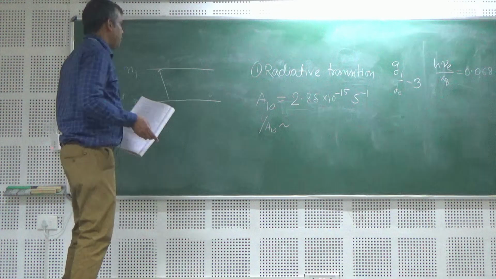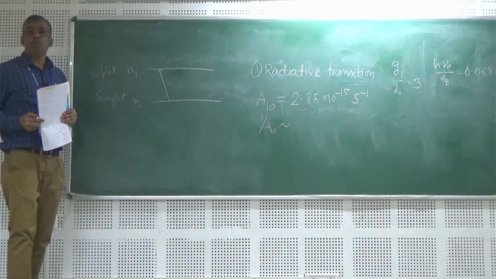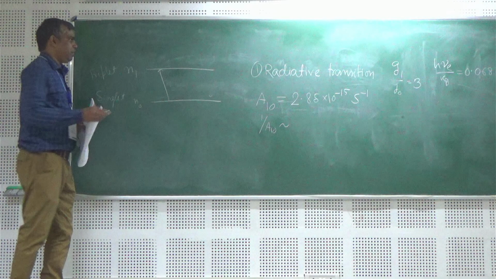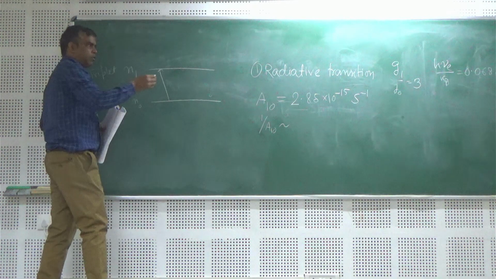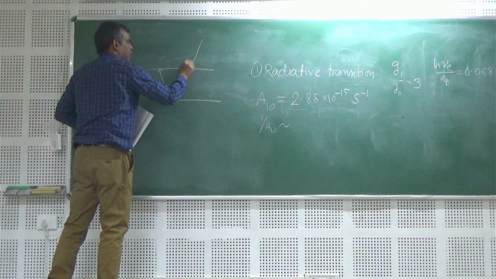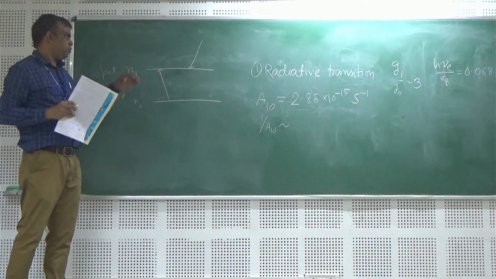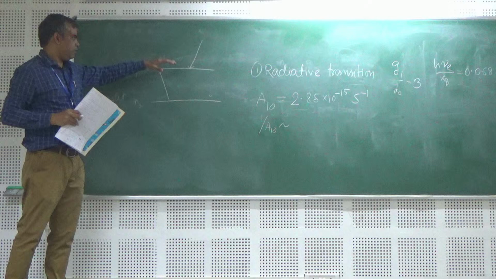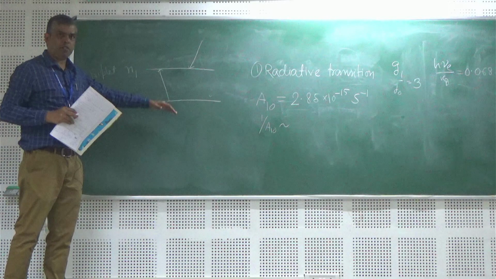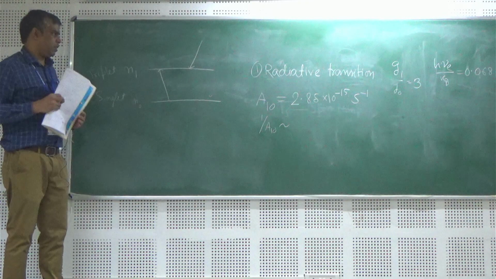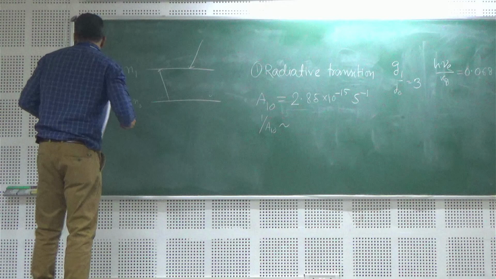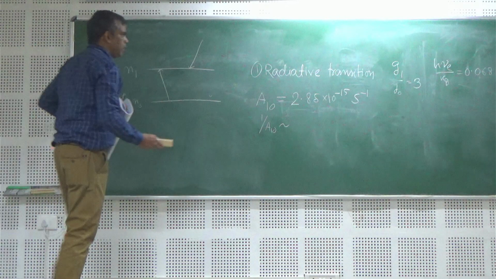Apart from that, you have stimulated decay. If a 21 centimeter photon hits the atom in this state, it can stimulate the atom to jump to the ground state. So those processes are there. That is the first process, radiative transition.